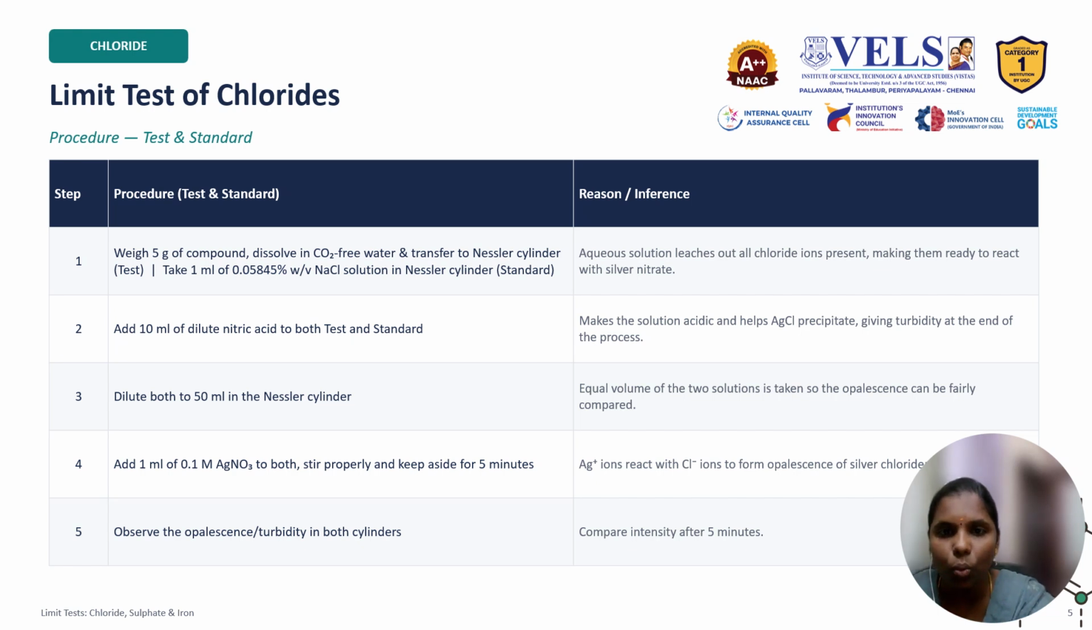And we have to know the reason for the addition of silver nitrate, as well as the reason for the addition of dilute nitric acid. So why we are adding nitric acid is in order to make the solution acidic, and then the silver nitrate, when it reacts with the sodium chloride, leads to the formation of silver chloride. So this silver chloride is responsible for the formation of opalescence. Students have to remember that one.